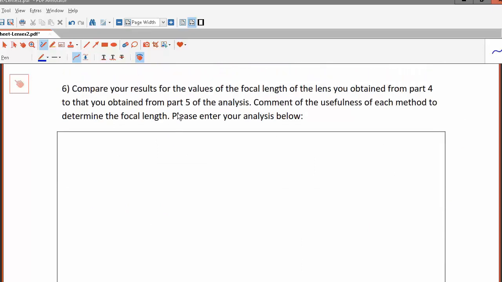So in part 6 of this analysis, you can write your conclusion on the data that you obtained. And that's it for the data analysis.